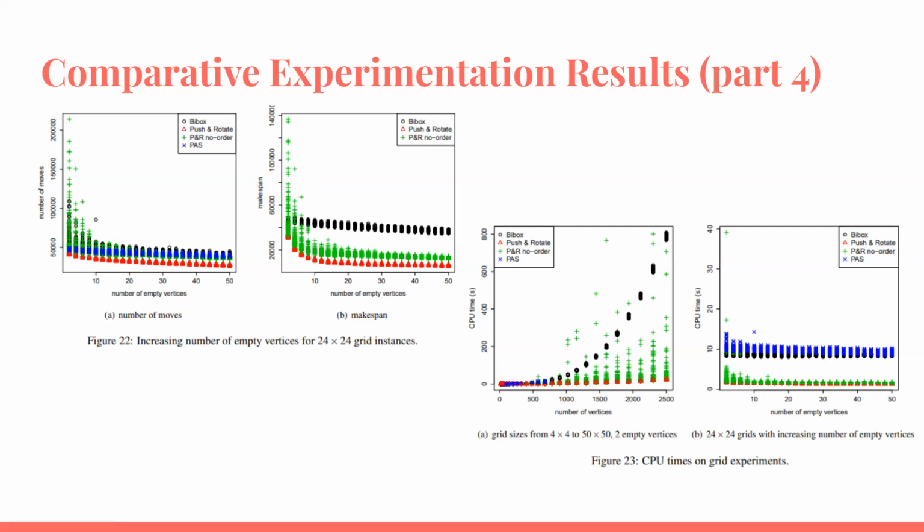Lastly, we mess around with the grid sizes. And we also increase the number of empty vertices again. But I found it interesting how Bibox just absolutely cannot handle these kinds of instances, and how well, though inconsistent, push and rotate is able to knock out these solutions, especially with its heuristics.